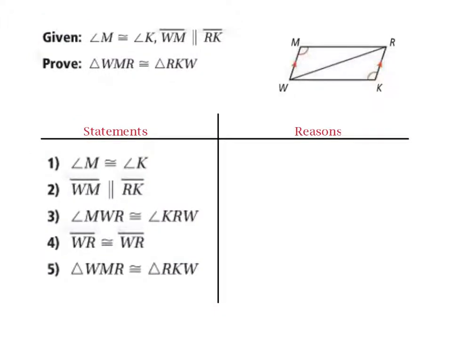All right, let's try again. This one, they've got all the statements done for me. I just have to fill in the reasons. All right, so looking here, I've got angle M congruent to angle K, and they have that marked in the picture, and that's my given information. Now, interestingly, if you look at your given information, there's two different sets of given. Now, only one of them is a congruence.